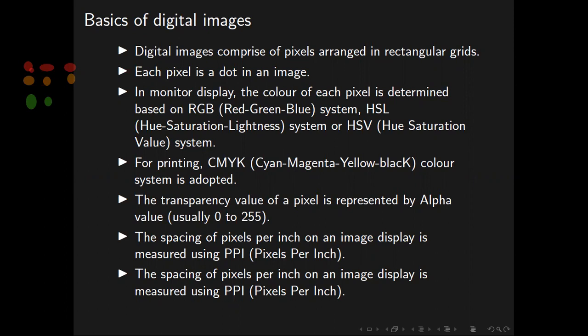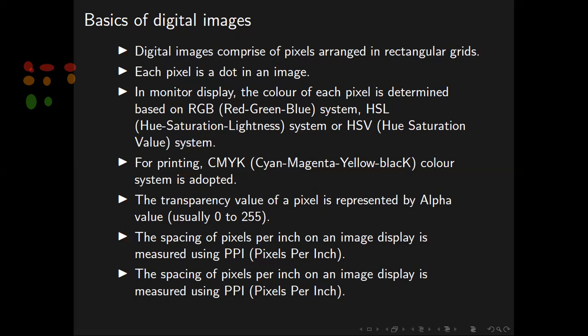Okay, there are three basic systems used for monitor displays. The most popular and the first one is the RGB system, red, green, and blue system. RGB stands for red, green, and blue. Then the HSL system, hue, saturation, lightness.